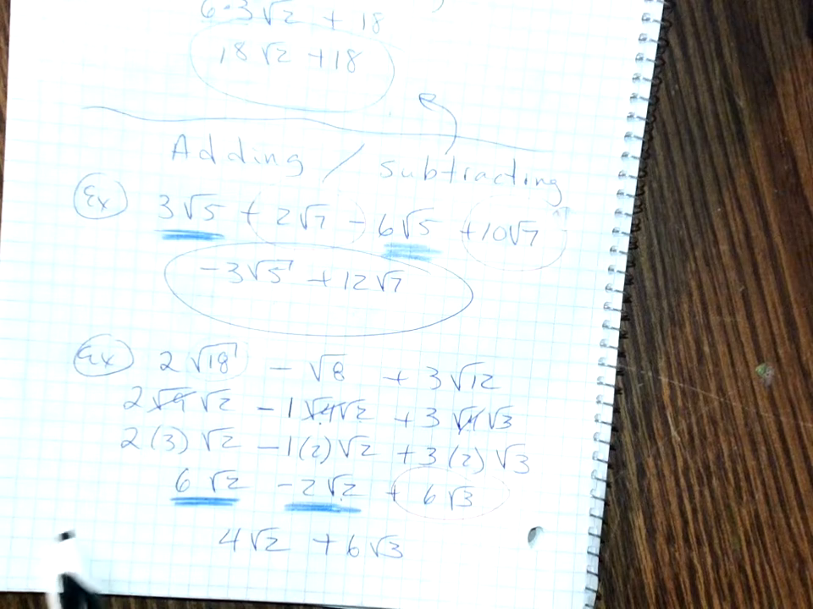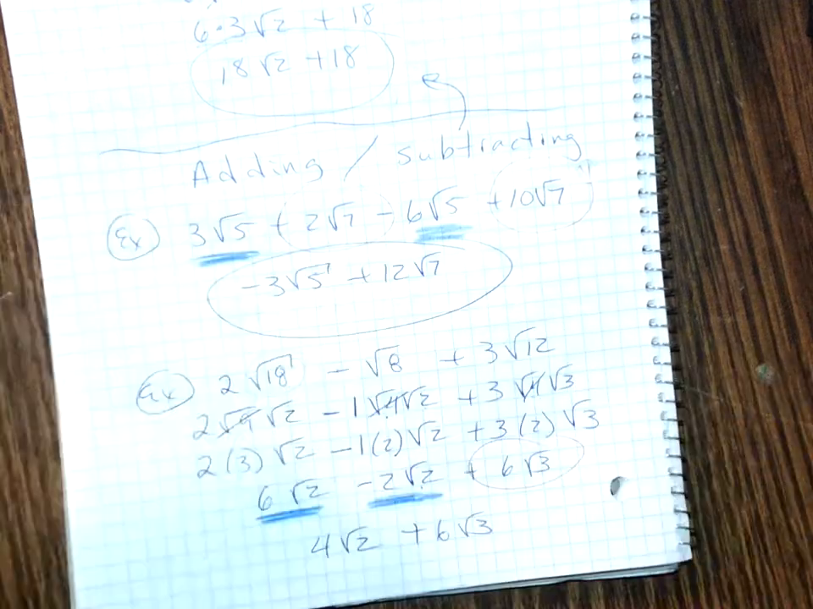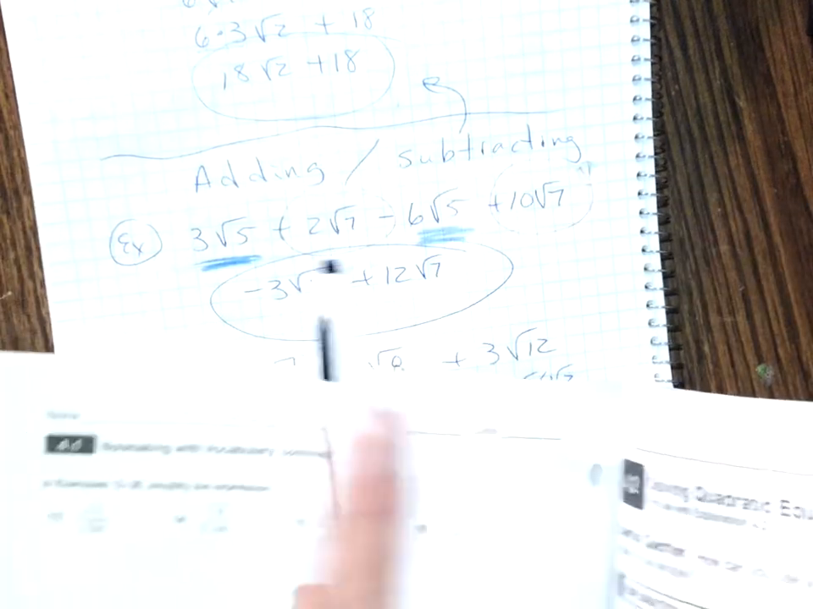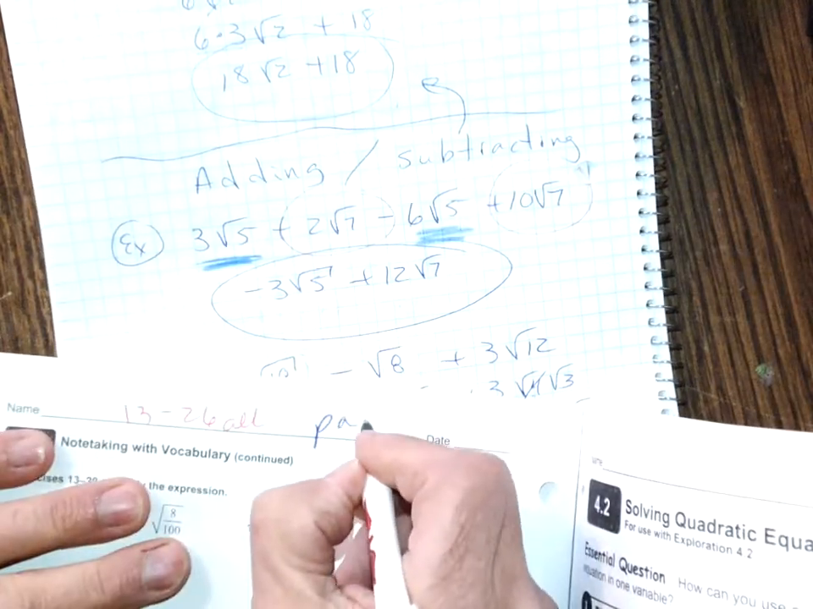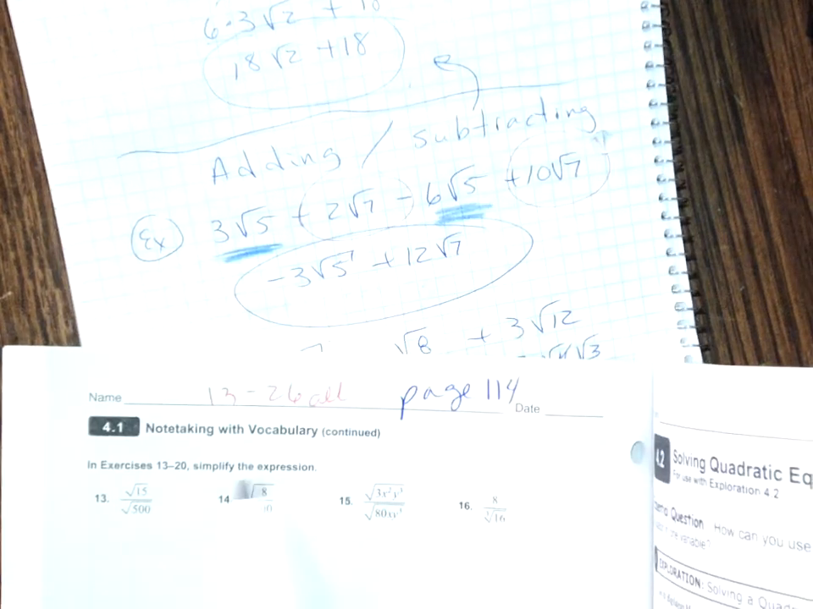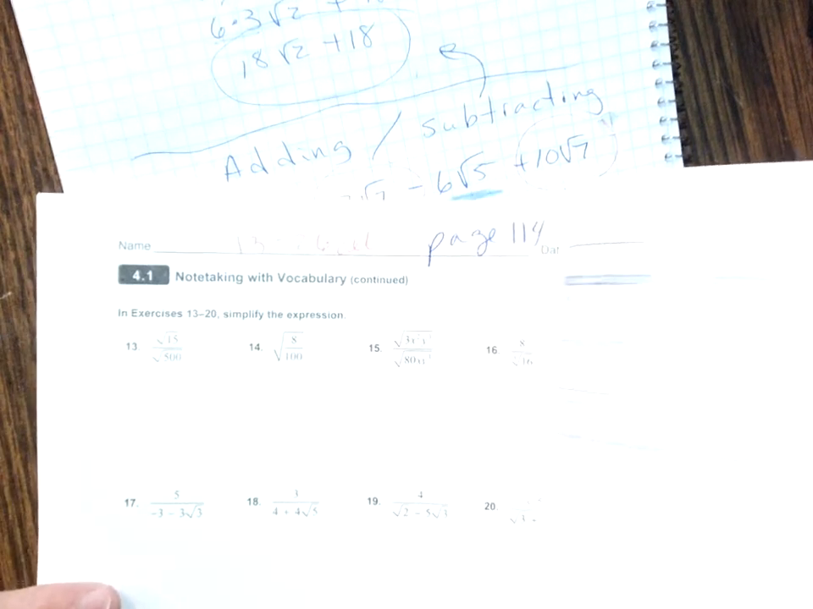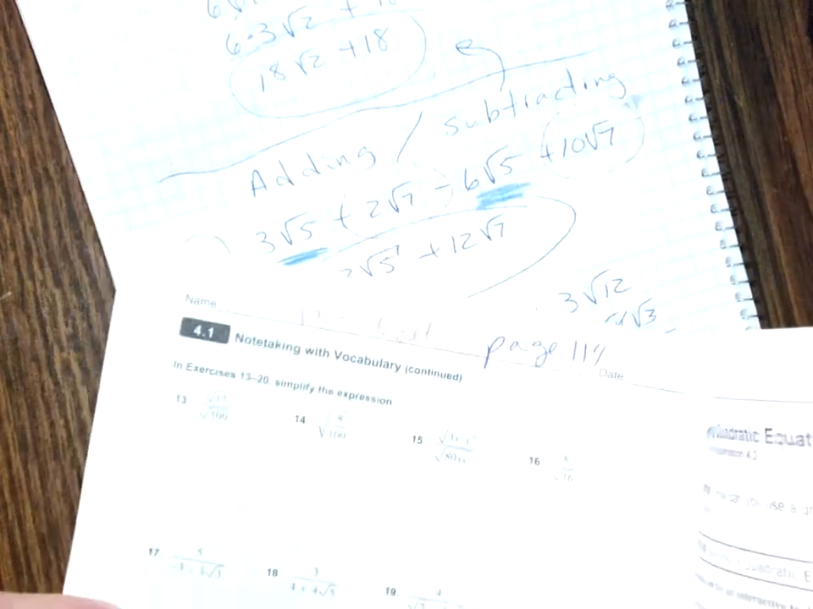Okay. So, homework. Let's take a look at it. Okay, here's what I want to do today. It's in our journal, page 114. So we're going to go to page 114. I'd like you to do 13 through 26, all. Okay, and let me get you started on a couple of them.